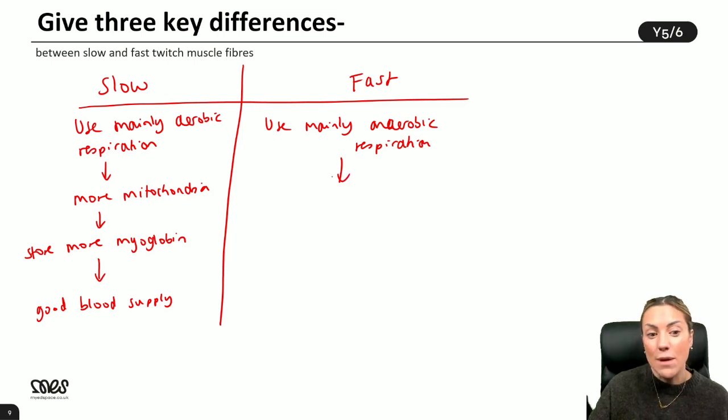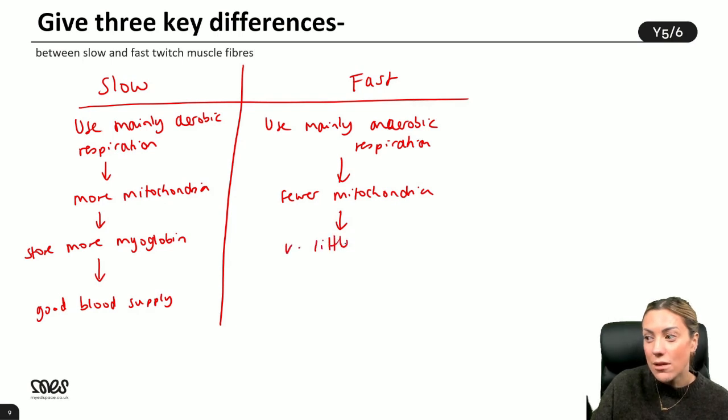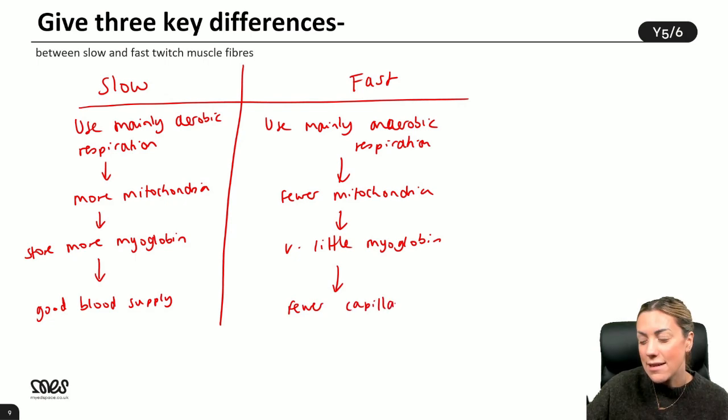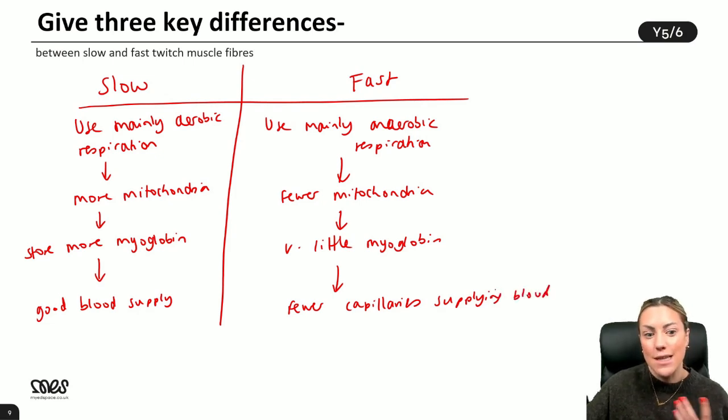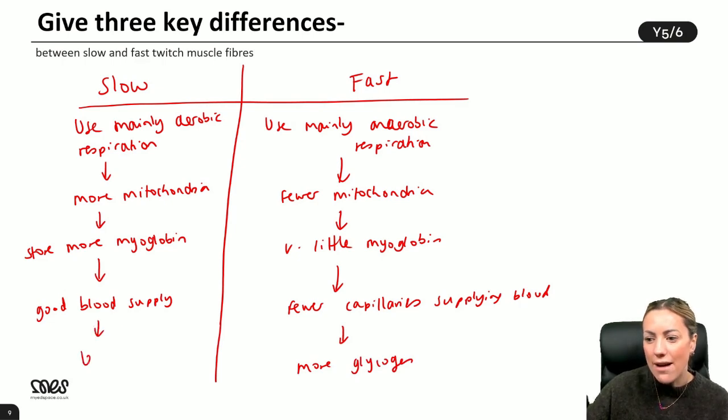Because they're using anaerobic respiration, which occurs in the cytoplasm, they have fewer mitochondria. They have very little myoglobin, or less myoglobin, because they don't need that store of oxygen. They have fewer capillaries supplying blood. They still have a blood supply, don't get me wrong, but not as dense a blood supply, because they don't need that guaranteed supply of oxygen. They do have more glycogen, because they still need to make sure they've got glucose for anaerobic respiration. Slow have less glycogen stored.